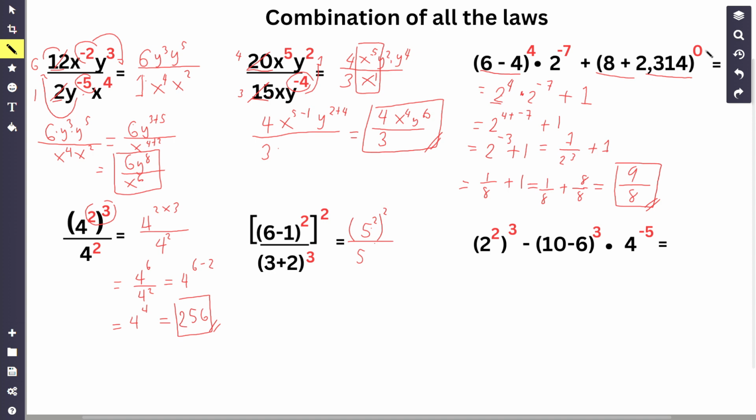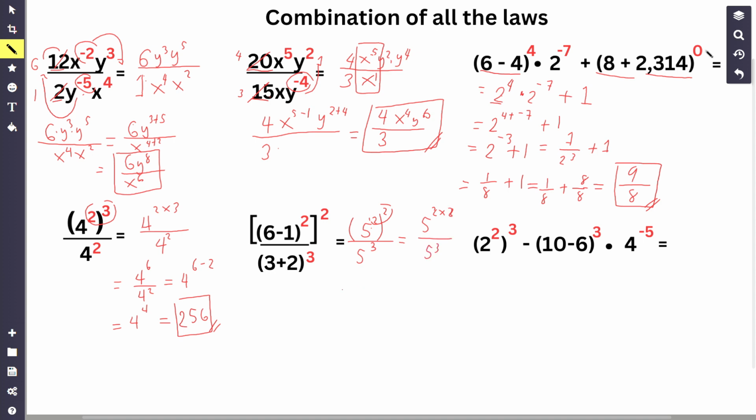I guess this is somewhat the same as the previous example as well. So again, this is going to be the power rule, right? Power rule. And we have here 2 and 2. What's 2 times 2? That's 2 times 2. It's going to be 5 raised to 4. Sorry, maybe I'll just put here first 2 times 2 so that you won't be confused. Okay, over 5 raised to 3.